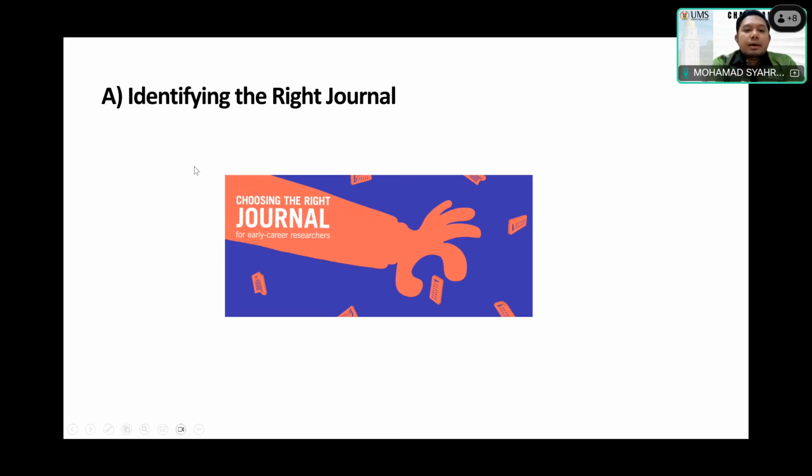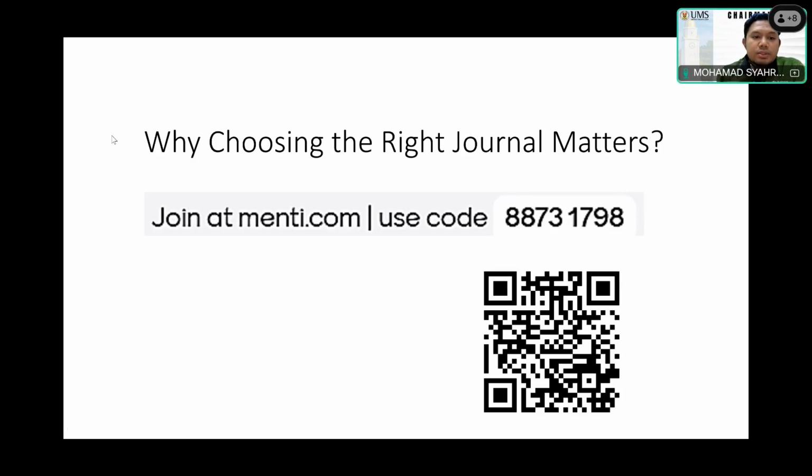Okay. The first thing that you have to know: you have the data, you already wrote it, you're done with the manuscript preparation. So first you have to identify the right journal. So this is very important. Identify the right journal.